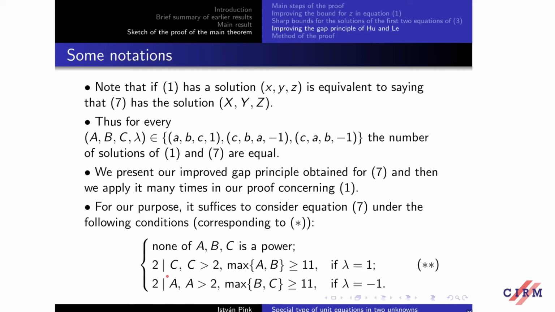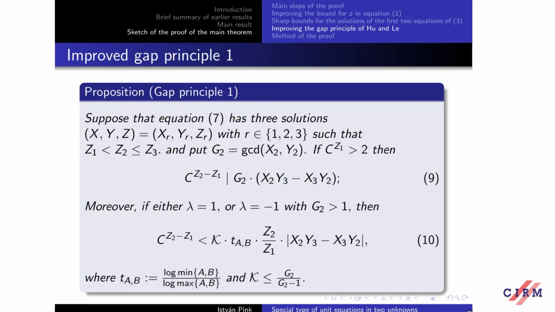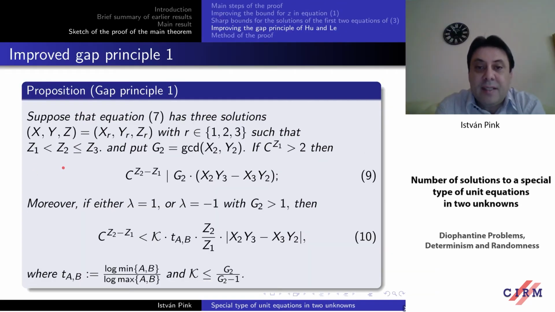For our purpose, because of earlier results, it suffices to consider this gap principle and equation 7 under these assumptions. Either C, capital C, is even or A is even. And we have these lower bounds coming from the aforementioned previous results. Now, the first gap principle works under the assumption that we have three solutions. And it covers the case where z1 is strictly less than z2. And if we denote by g the GCD of x2 and y2, we obtain this divisibility relation.